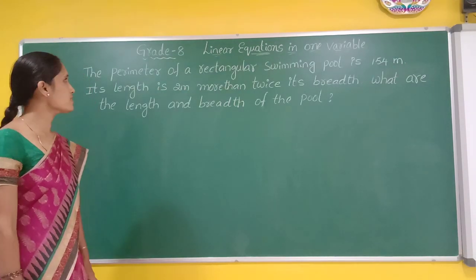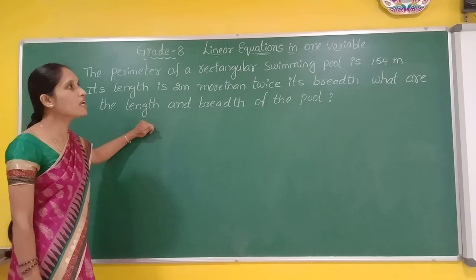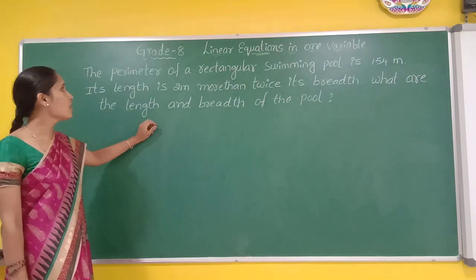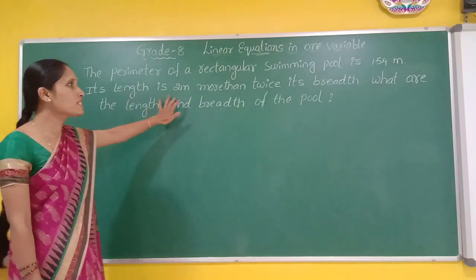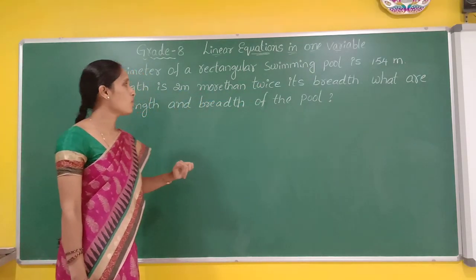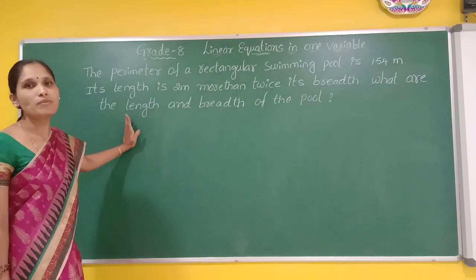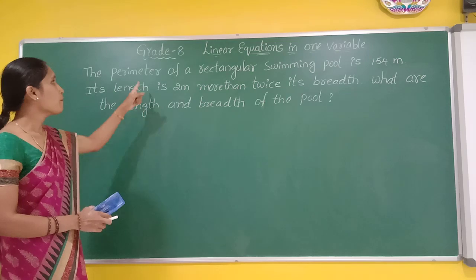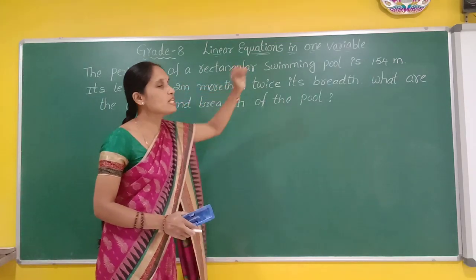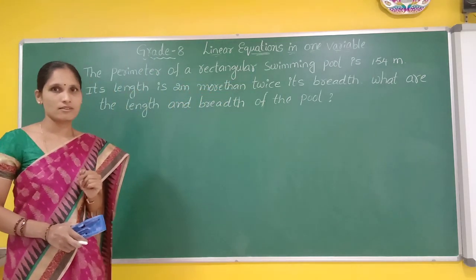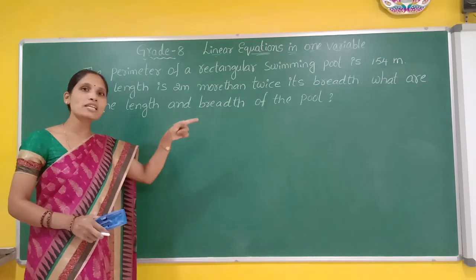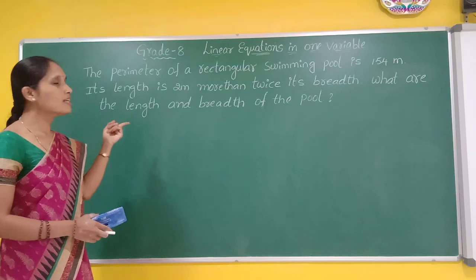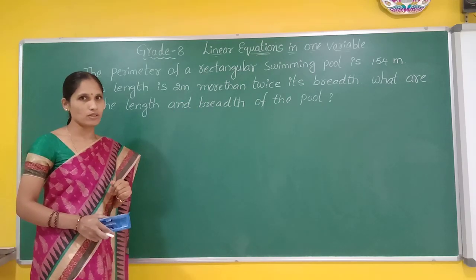Children, the next sum is: the perimeter of a rectangular swimming pool is 154 meters. Its length is 2 meters more than twice its breadth. What are the length and breadth of the pool?